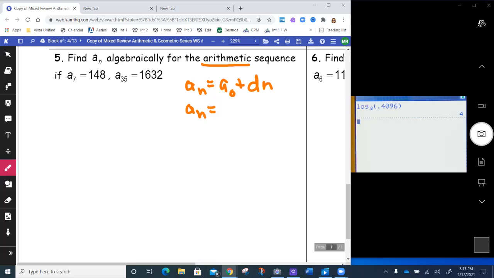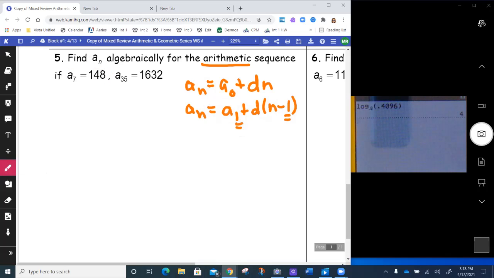So I taught my Integrated 1 students, and this is how we personally are writing ours this year. We start with our first term, and then it's d times n minus 1, because now we're 1 off of that. So whatever term this is, it's n minus that number. So for example, in this case, I know a sub 7.